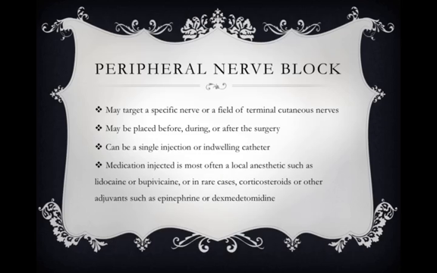So a peripheral nerve block may target a specific nerve or a field of terminal cutaneous nerves. It can be placed before, during, or after the surgery. It can consist of a single injection or have an indwelling catheter that continuously provides anesthetic. And the medication injected is most often a local anesthetic such as lidocaine or bupivacaine, or in rare cases, corticosteroids or other adjuvants such as epinephrine and dexmedetomidine.